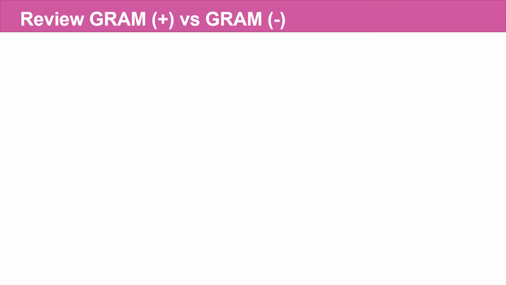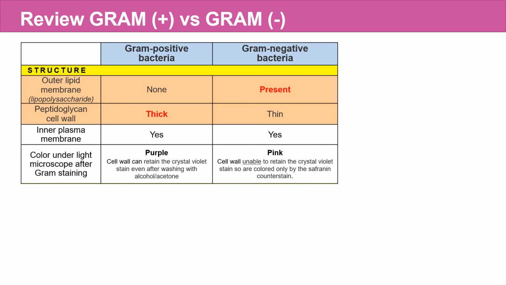So let's review the differences between gram-positive and gram-negative bacteria. As far as structure, the gram-positive bacteria has a thick peptidoglycan cell wall, whereas the gram-negative bacteria has a thin cell wall. The gram-positive bacteria does not have an outer lipid membrane made up of lipopolysaccharide, whereas the gram-negative bacteria does have an outer lipid membrane. And as we mentioned in the slide before, gram-positive bacteria stain purple and gram-negative bacteria stain pink.